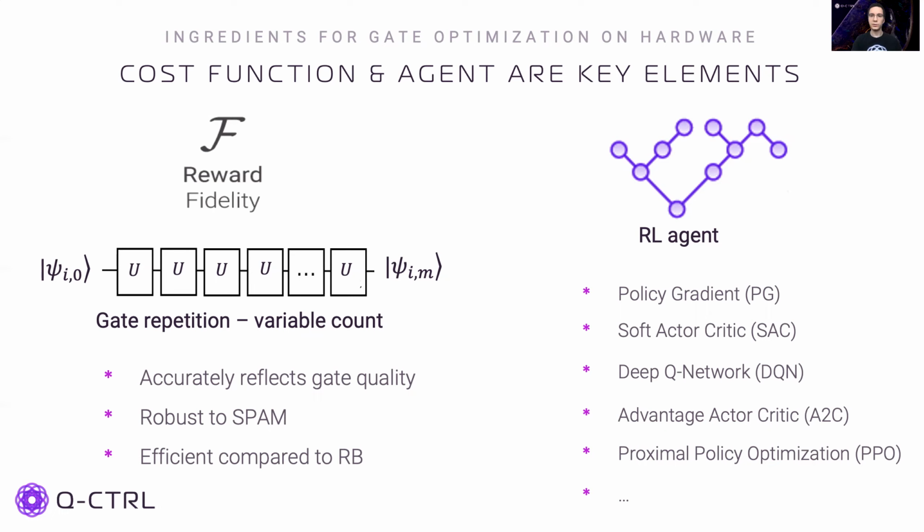The important features of the agent are that it can deal with noisy estimates of the cost and state, which is the situation with current quantum hardware, and that it can work with large state spaces, a characteristic feature of quantum systems. For the choice of agent, a plethora of reinforcement learning algorithms were tried. Among the most successful ones were policy gradient, also called PG, and soft actor critic, also called SAC.